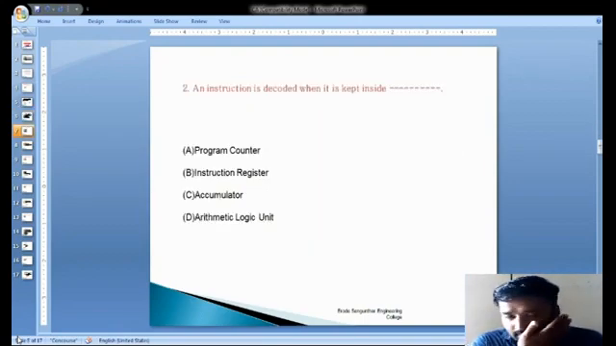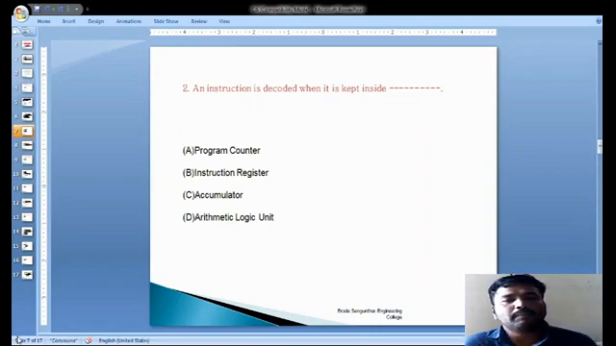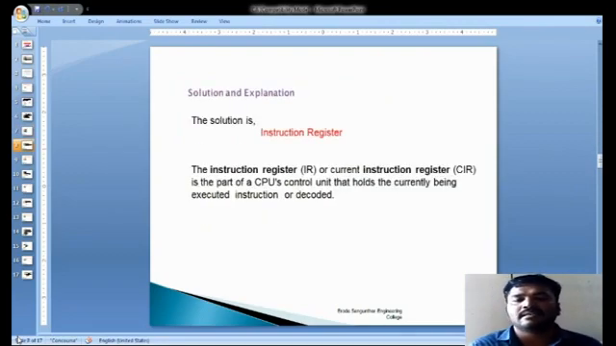Another one: an instruction is decoded when it is kept inside which part? Program counter, instruction register, accumulator, or arithmetic logic unit. So which forms part of the instruction? An instruction is decoded whenever it is kept inside the instruction register, because the instruction register, IR, is the current register. It forms part of the CPU's control unit that holds the currently running instruction.